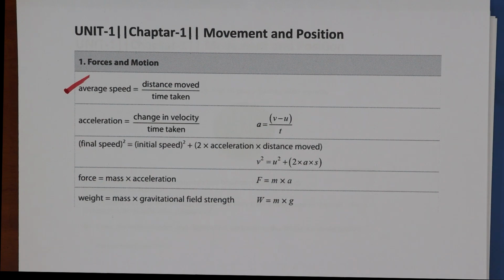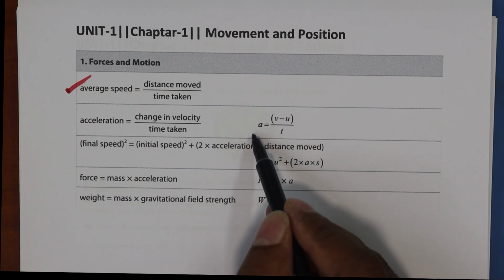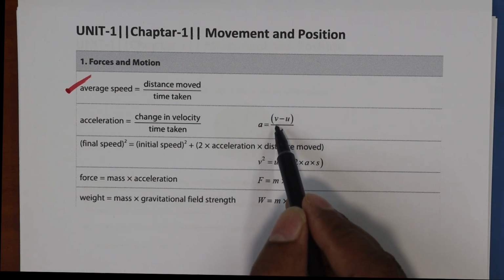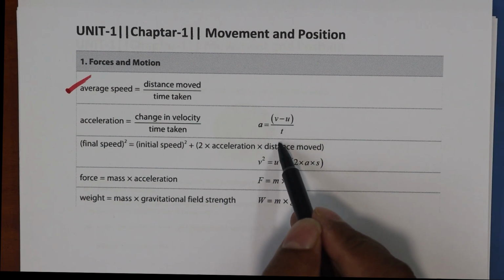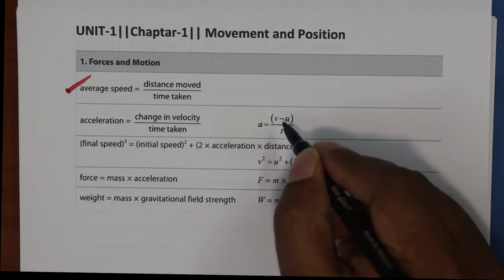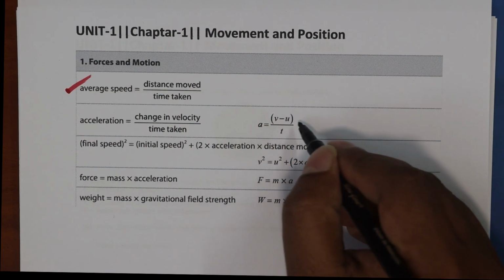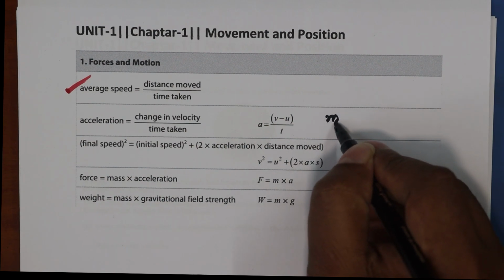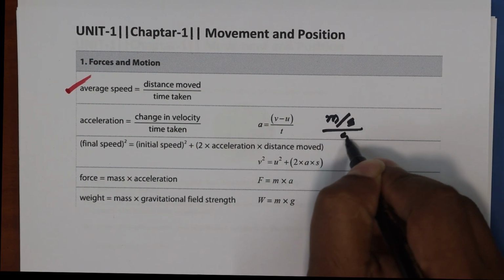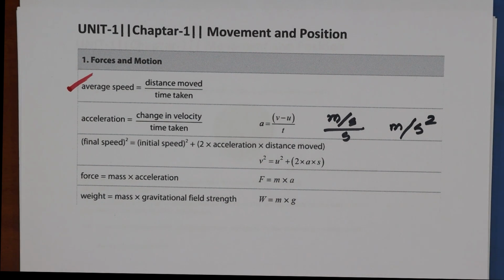Acceleration equals change in velocity divided by time taken. So we can write acceleration, denoted by small a, equals final velocity v minus initial velocity u, divided by time taken. Remember, u is the initial velocity, v is the final velocity, t is the time. The unit of velocity is meter per second, and there is another second, that's why the unit of acceleration is meter per second square.